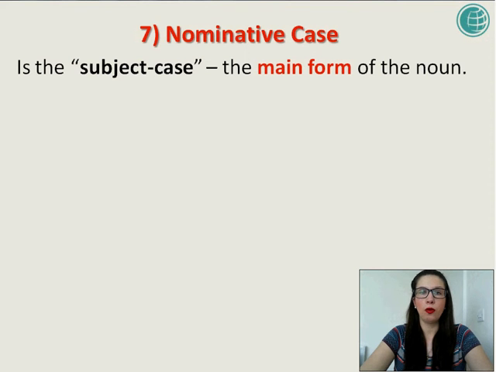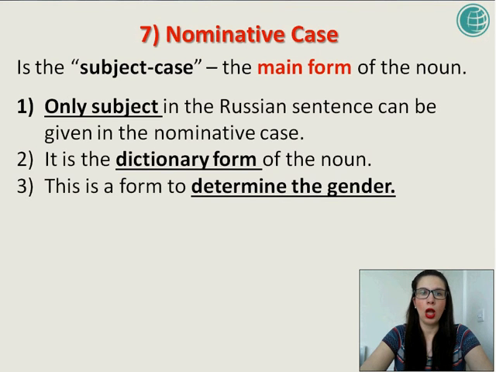It's the main form of the noun. Only the subject in a Russian sentence can be given in the nominative case. All other words, all other objects in the sentence have to be changed and put in a different case. The nominative case is the dictionary form of the noun. You remember, if for adjectives the dictionary form was the masculine form, for nouns the dictionary form is the nominative case. That's why only in this form you can determine the gender of the noun.